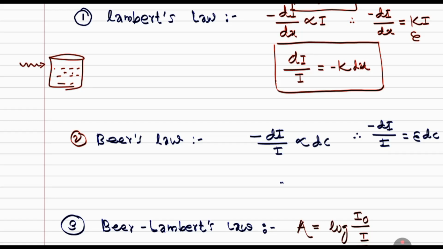Now see, dI by I is equal to minus k dx, where k is a constant, which is called the absorption coefficient, and it is also called the extinction coefficient, okay. This is the law given by Lambert. And you can solve it further.